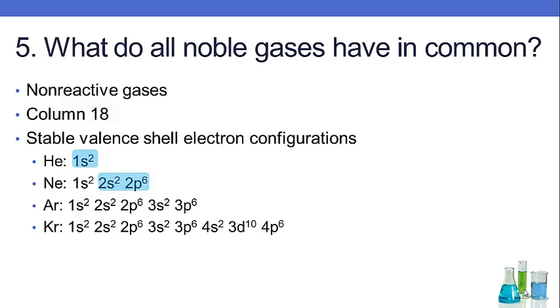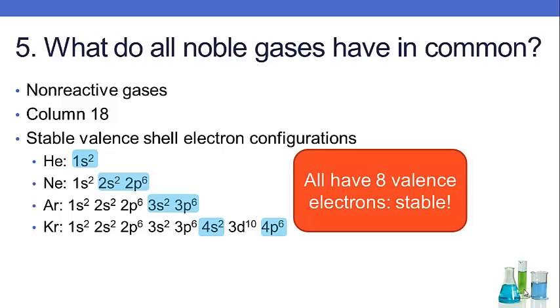Neon, the second energy level, can hold up to 8 valence electrons. So neon has 8. Argon, in our third energy level, we have 8. And krypton, we also have 8. So there's 2 in the S and 6 in the P, so that makes a total of 8. So these all have these 8 valence electrons, that full octet. They're all stable. Now the exception being helium, but it still has that full valence shell. It's just that the first energy level only holds 2 valence electrons.